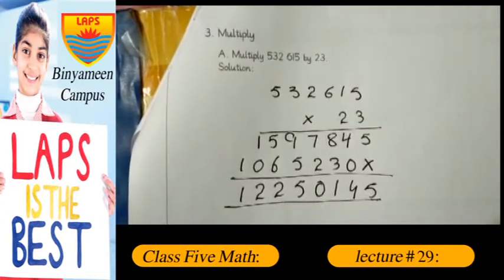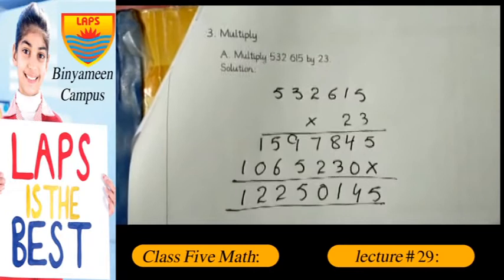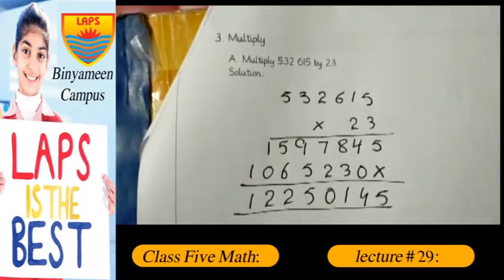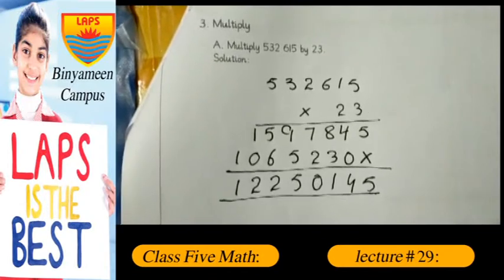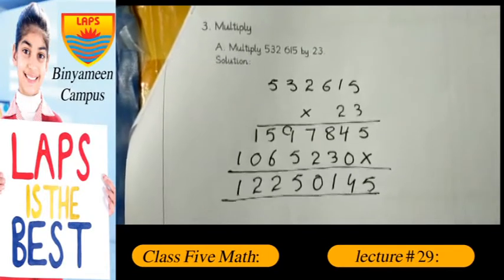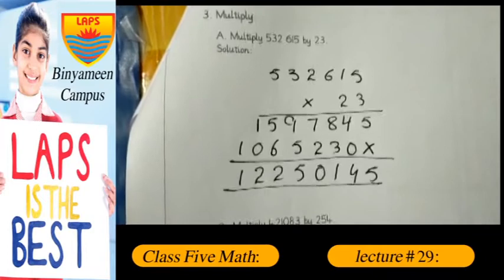Today I deliver lecture from page number 12. Multiply. First part, multiply 532,615 by 23.